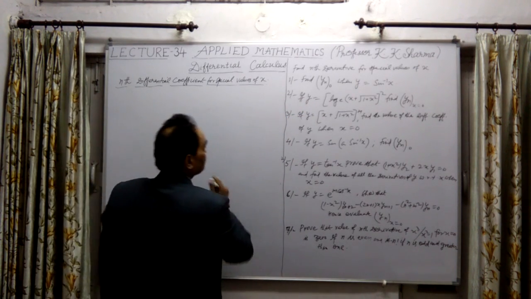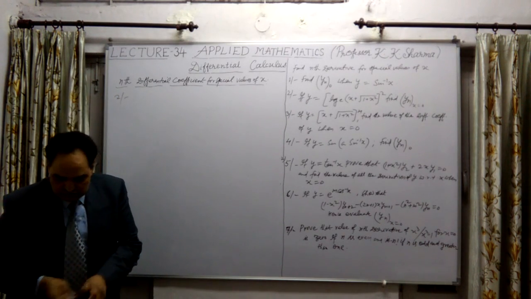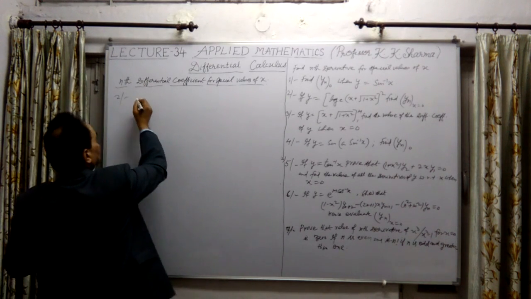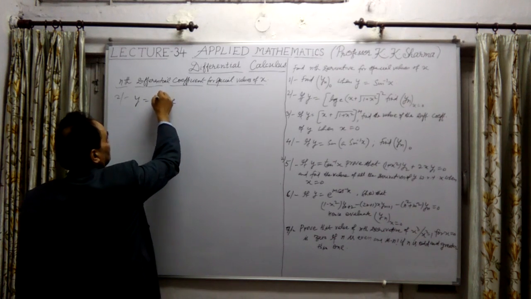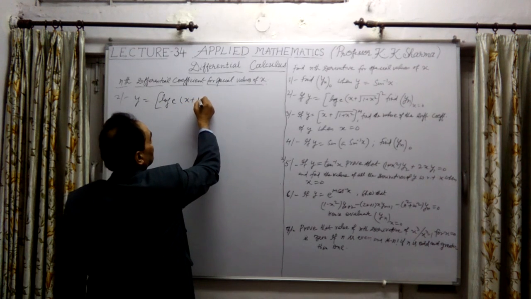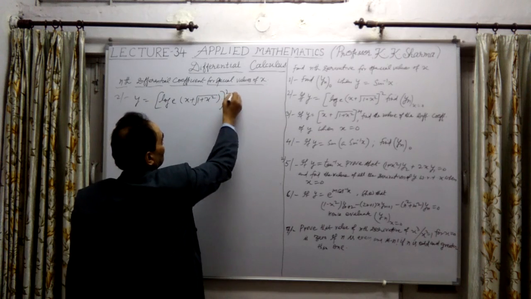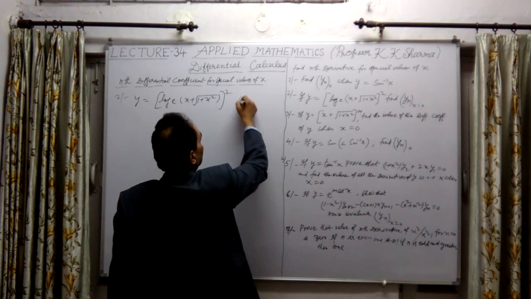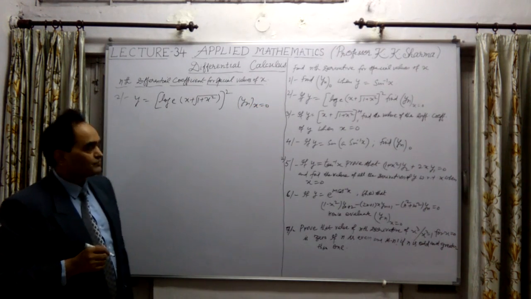Okay, now let me take the second equation. Second question says that if y equal to this, very interesting, y equal to log of e, this is of whole square, x plus square root of 1 plus x square, and the whole square. Then find yn 0. Again, value of yn at x equal to 0, special value of n.